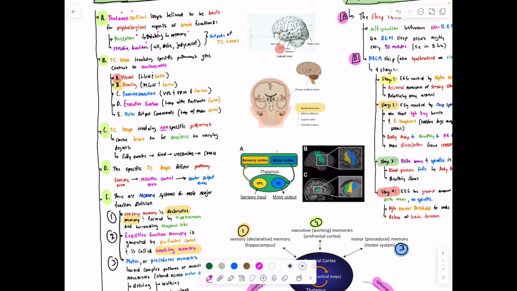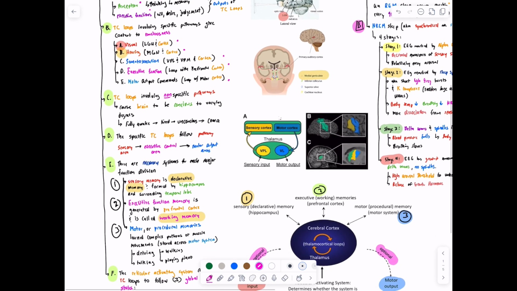And these are like vision, hearing, somatosensation, executive function, motor output. Then the TC loops involving non-specific pathways cause the brain to be conscious to various degrees, like fully awake, tired, or unconscious, or coma. So specific TC loops give content to consciousness. Non-specific thalamocortical loops give us consciousness overall.